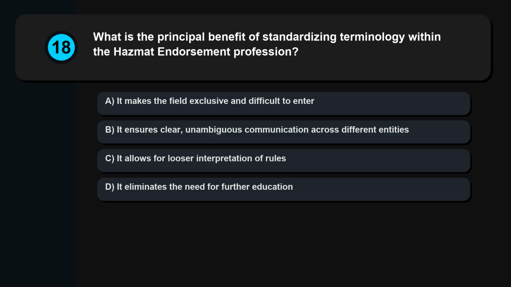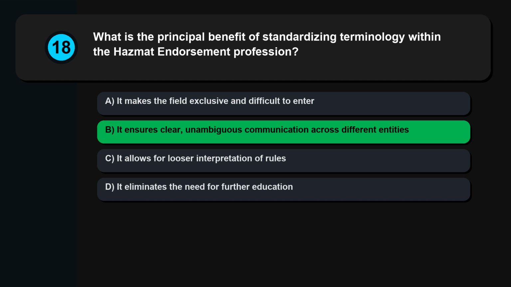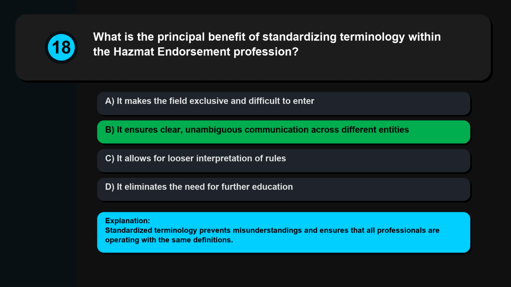Question 18. What is the principal benefit of standardizing terminology within the Hazmat endorsement profession? It makes the field exclusive and difficult to enter. It ensures clear, unambiguous communication across different entities. It allows for looser interpretation of rules. It eliminates the need for further education. Standardized terminology prevents misunderstandings and ensures that all professionals are operating with the same definitions.